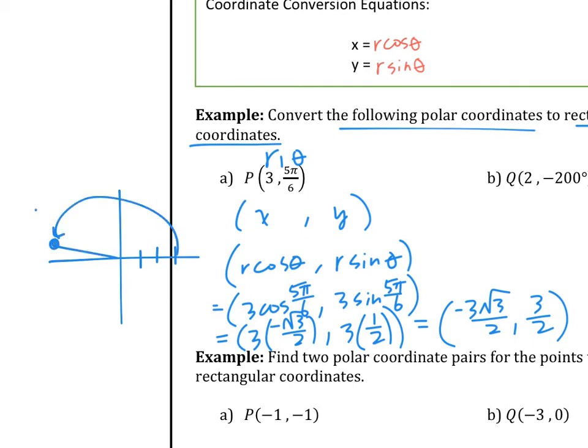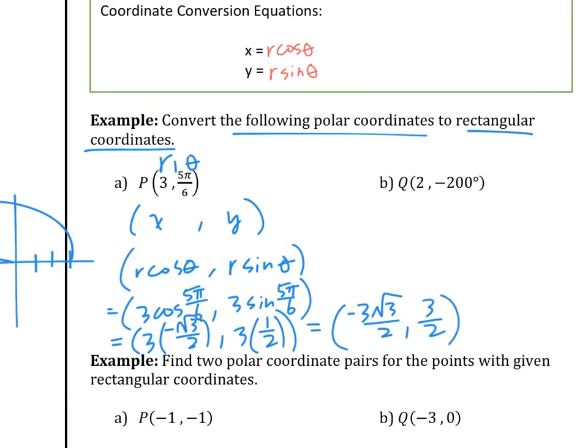I'm right here. Am I going to get to the same point if I just go negative 3 root 3 over 2 and 3/2? Kind of looks like it. So we can get to the same point with two different kinds of coordinate system. Yes. Okay. All right, let's have you try one.